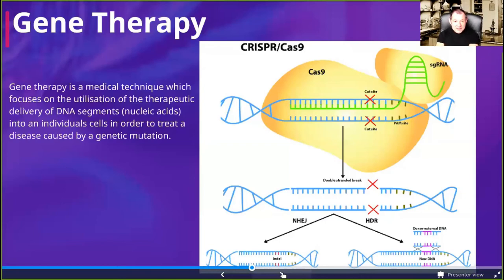Now, this is an amazing technology, and in the next few years, we're going to see a reduction in so many genetically inherited diseases. For example, hereditary breast cancers are caused by a faulty BRCA gene, which is a gene that makes a DNA repair enzyme.